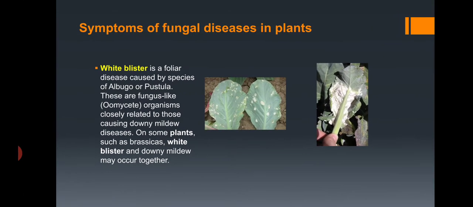White blister is a foliar disease caused by the species Albugo. It is a fungus, and these fungus-like oomycete organisms are closely related to those causing downy mildew disease. Downy mildew has the same symptoms, so it will cause some confusion between downy mildew and white blisters. Okay. On some plants such as brassicas, white blisters and downy mildews may occur together.